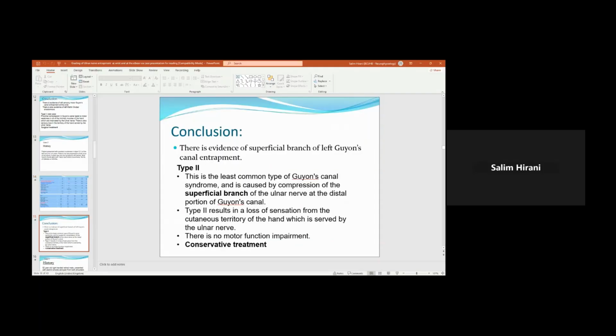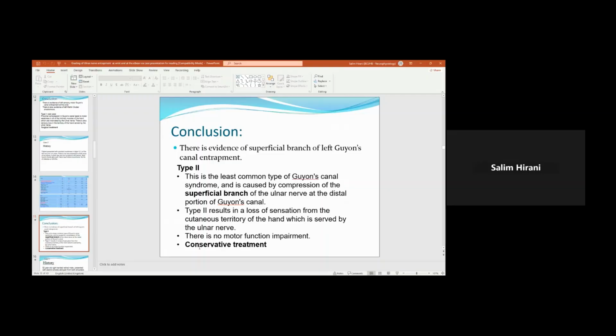So this, as I mentioned, is common Guyon's canal syndrome affecting the superficial branch of the ulnar nerve. This type of result causes loss of sensation in the cutaneous territory of the hand served by the cutaneous nerve. And you can see this patient has no motor nerve function impairment. This patient was treated with elbow entrapment surgery, which did nothing.